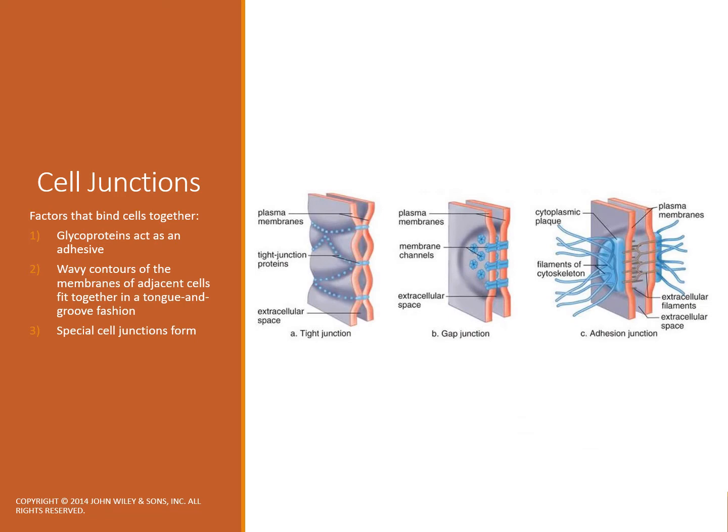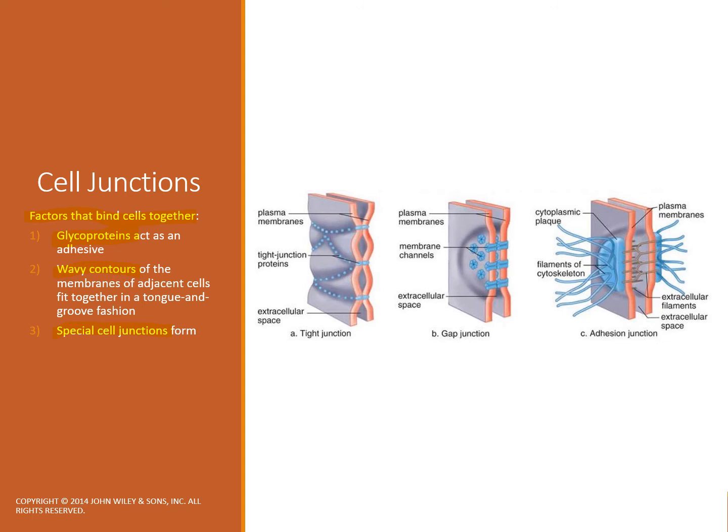Typically, there are 3 factors that bind cells together. So the first one that we're going to talk about are glycoproteins. These pretty much act like an adhesive and hold cells together. Wavy contours are going to be the next one, and they fit adjacent cells together in kind of a tongue and groove like fashion. And then we have special cell functions as well.